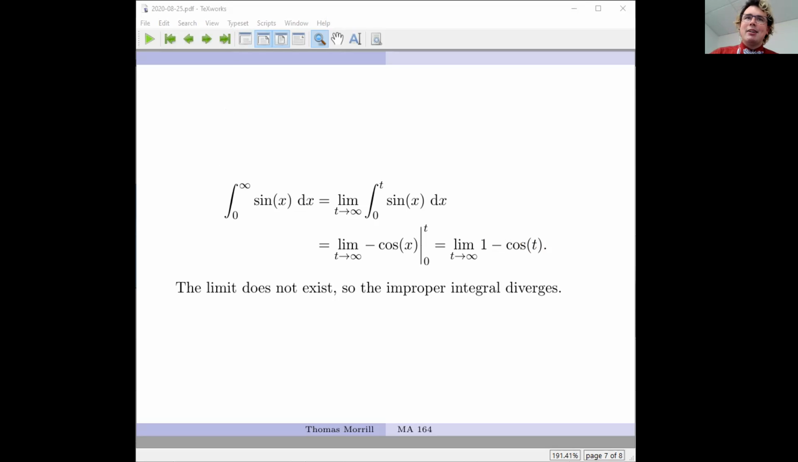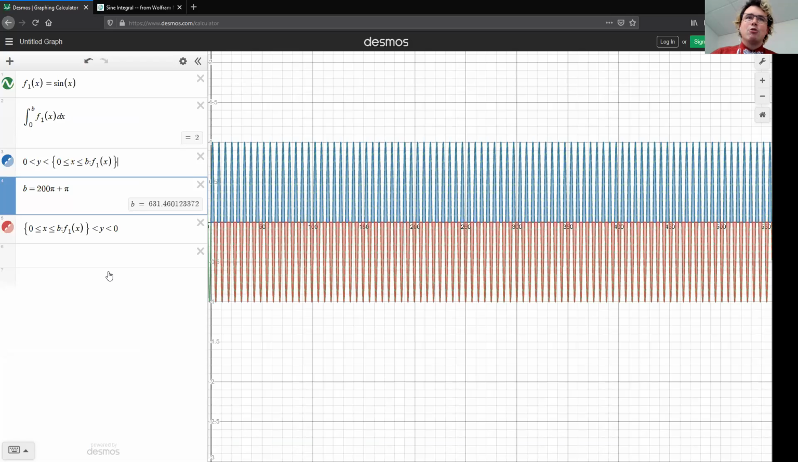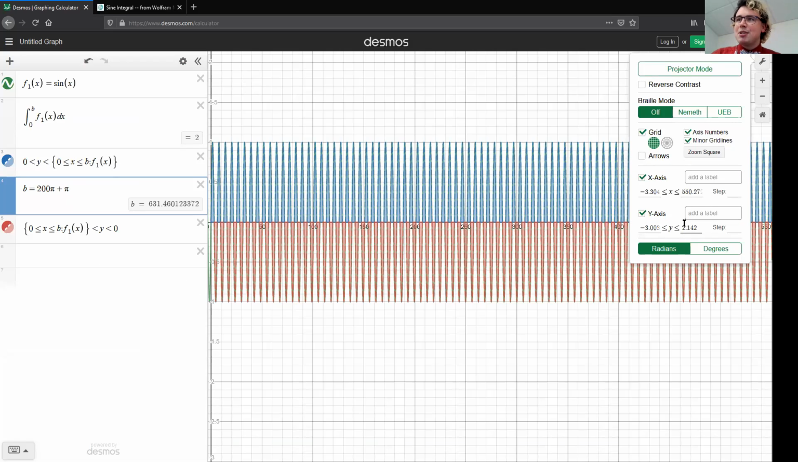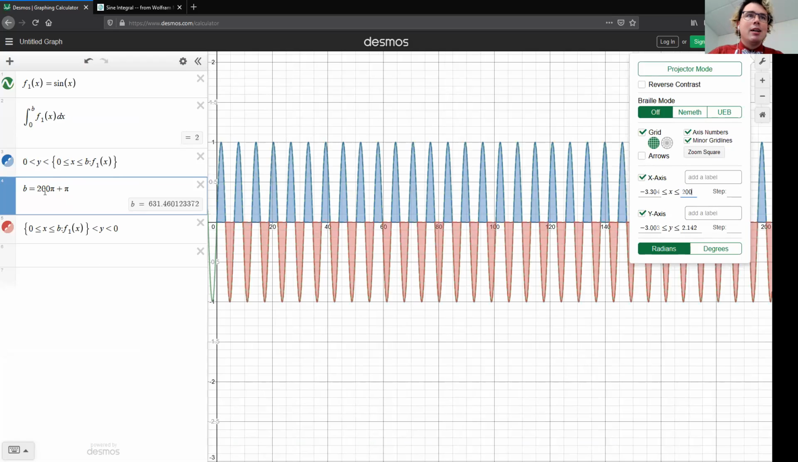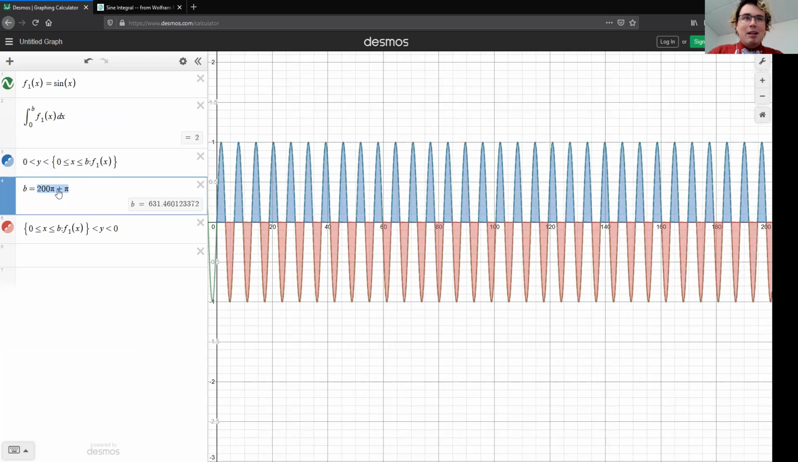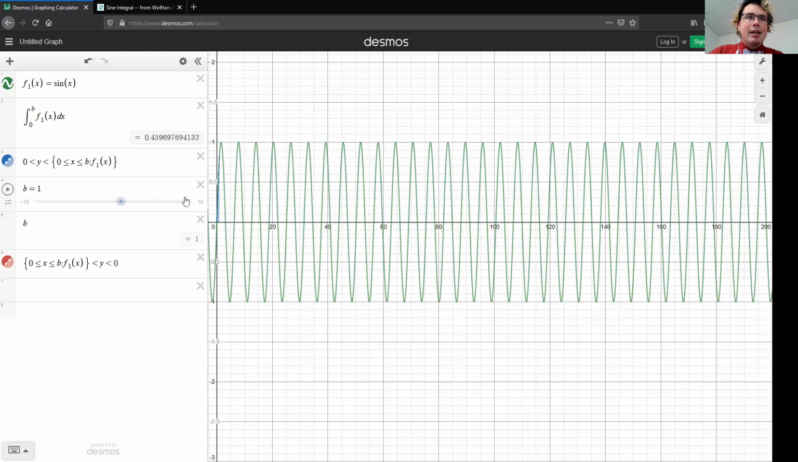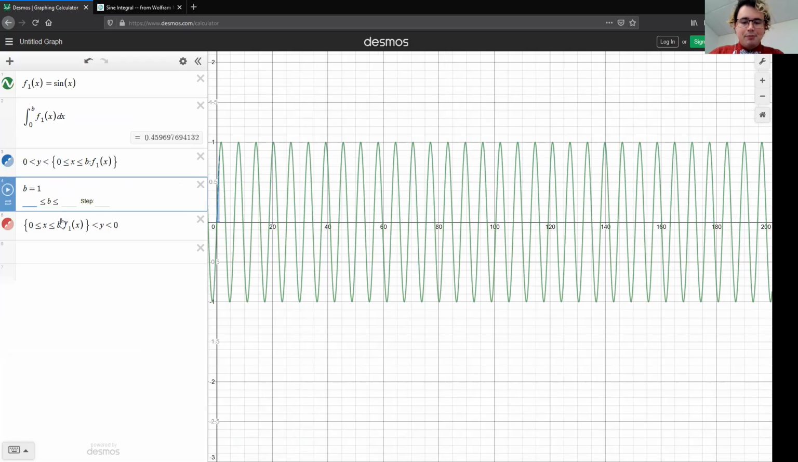As a side note, I'm going to return to my graph. And let me pick some more sensible bounds. Let's go x up to 200 now. And I'm going to make my b a slider again. There we are.